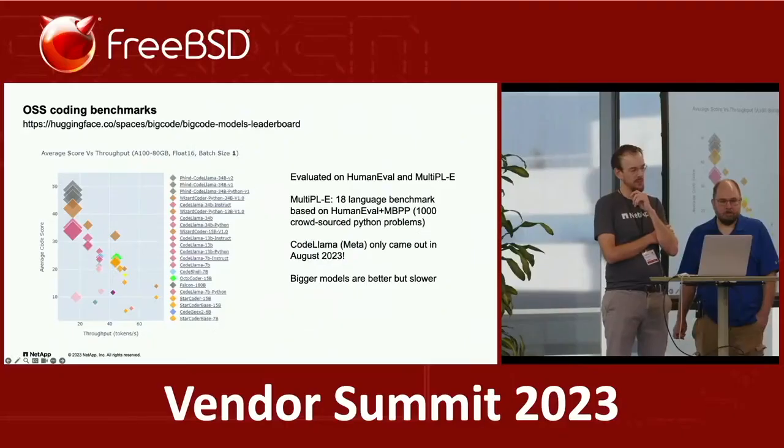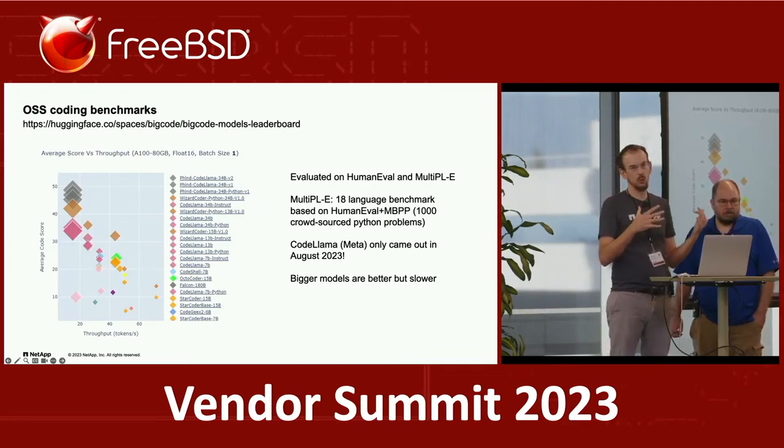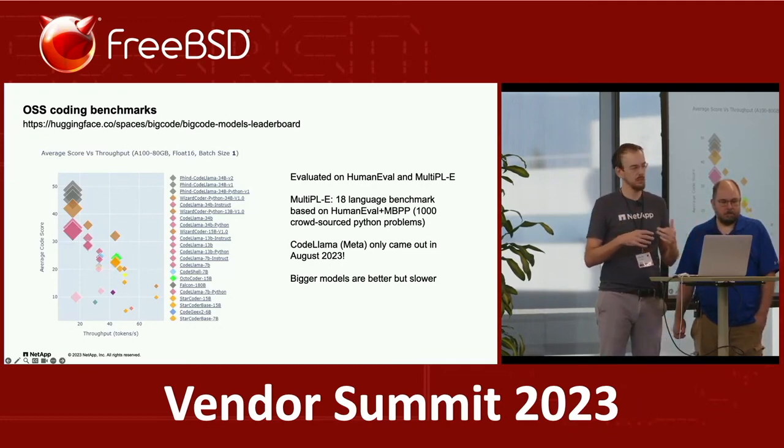And let me point out a few things here. And the size of the square is how big the model is in number of parameters. So what you can see here is that the bigger models, so the bigger square, are higher on the y-axis, so they score better, but they're also slower. Right?